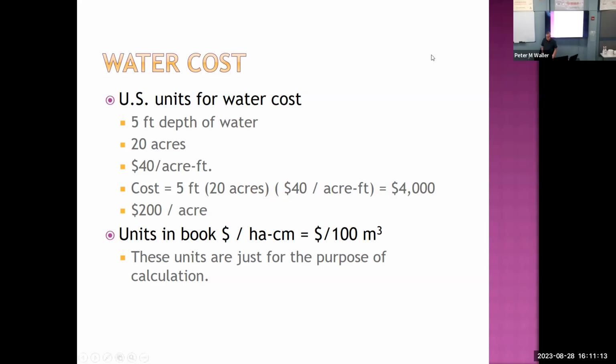Okay, but because this book is for international audiences, I used metric units. So I used dollars per 100 cubic meters. And the way we're going to talk about it is dollars per hectare centimeter, which is equivalent.